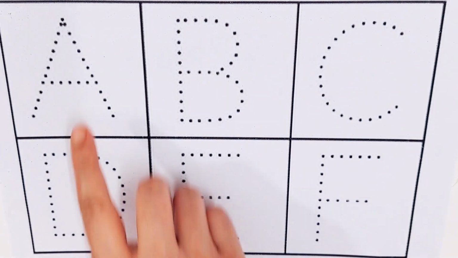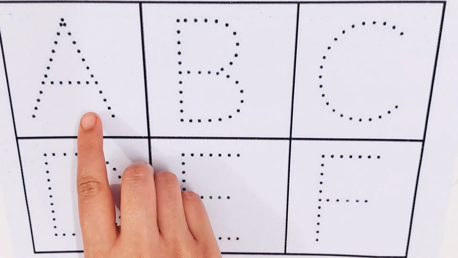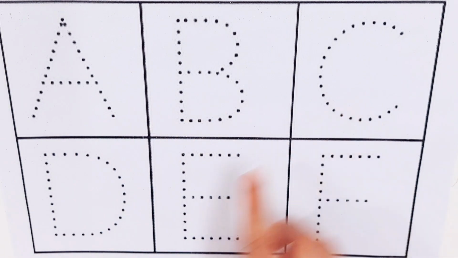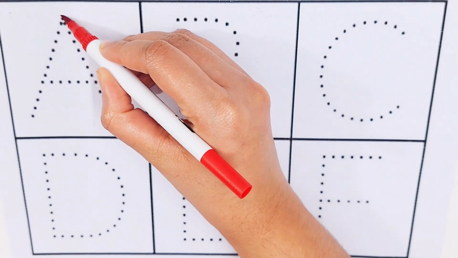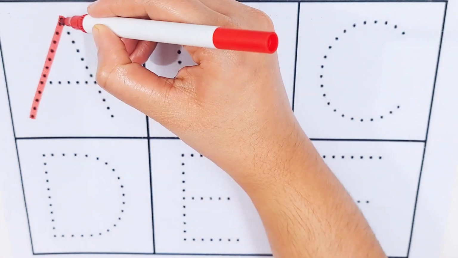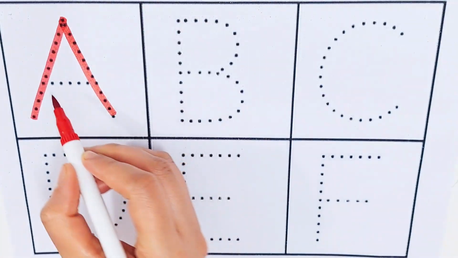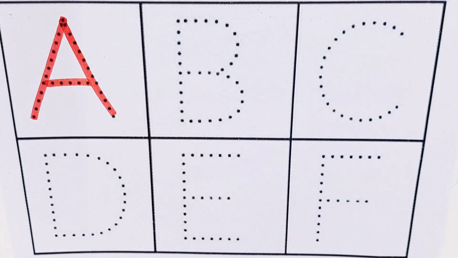Let's try to learn some alphabets and numbers. A, B, C, D, E, F. A for arrow. A for animals.